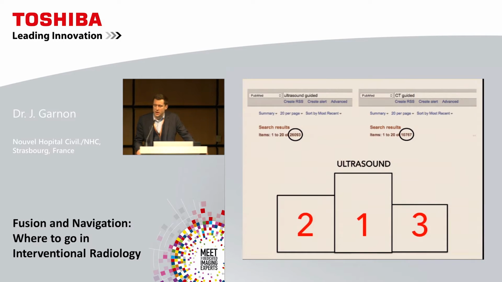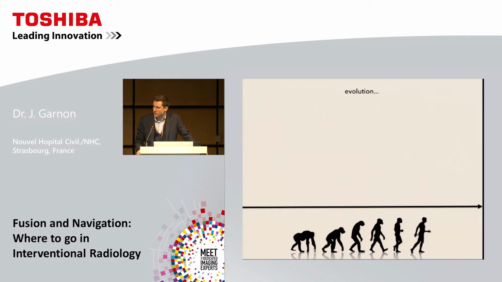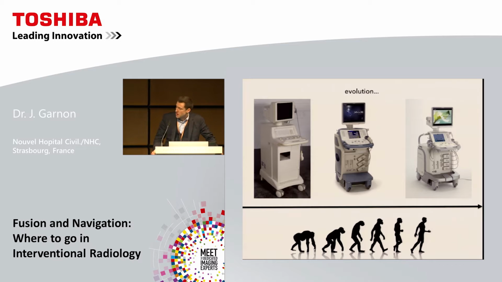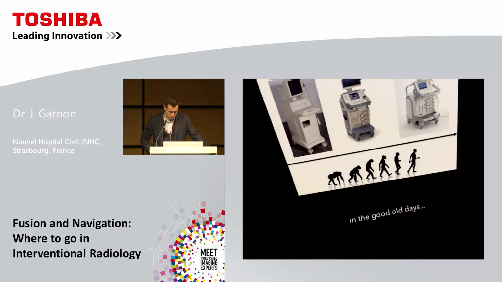So even though we now have access to new guidance modalities such as CT, CBCT, MRI, or even PET-CT guidance, ultrasound is still used for the majority of image-guided procedures. And like everything in life, ultrasound is evolving. Today, Toshiba comes with the Aplio 500, which offers new applications and new software that might help the radiologist during percutaneous interventions. So what are these tools?